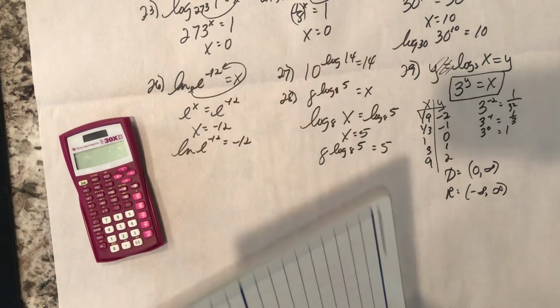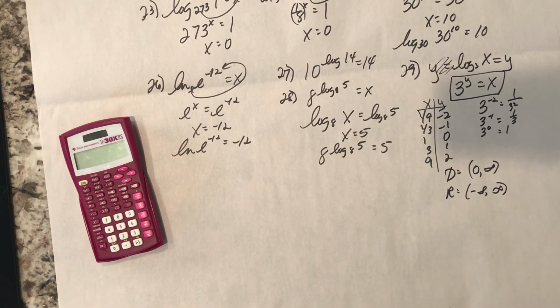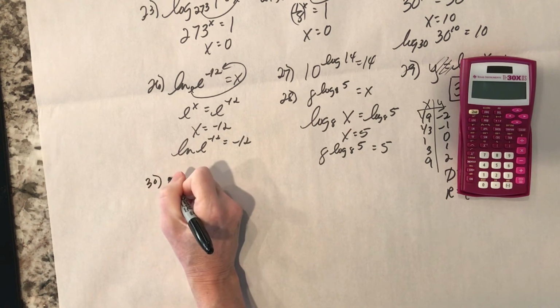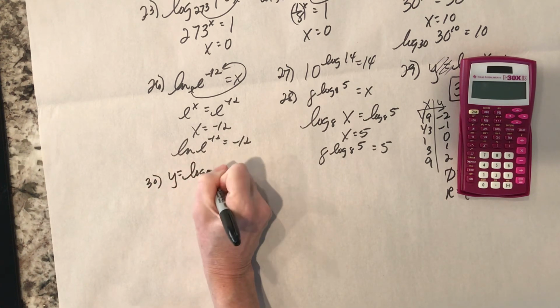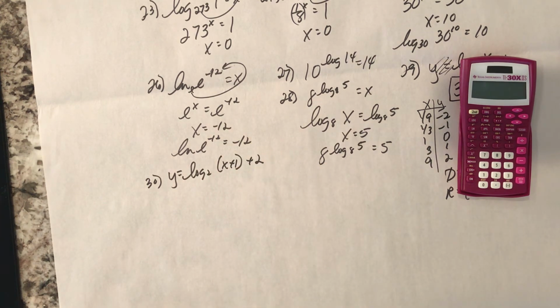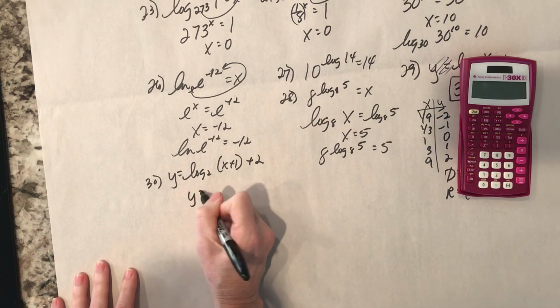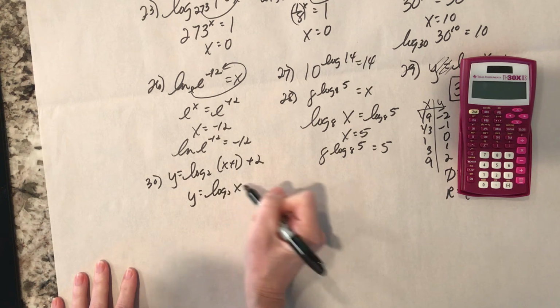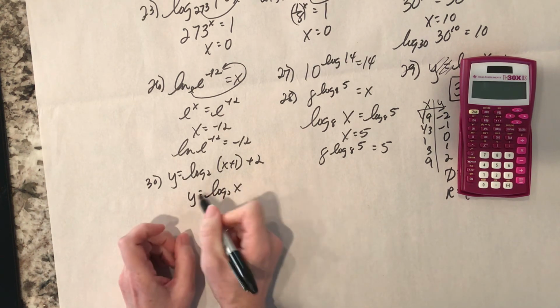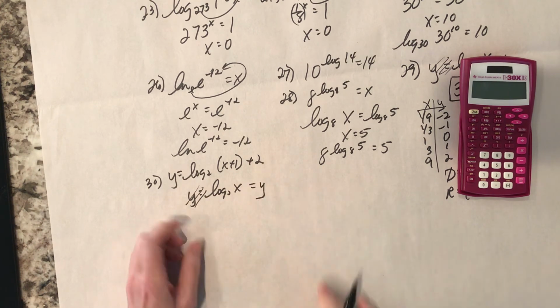Okay, let's look at number 30. Number 30, graph y equals log base 2 of x plus 1 plus 2. He says, hint, start by graphing y equals log base 2 of x. So y equals log base 2 of x. When I have a log problem, I want the equals on this side, so I'm going to get rid of it there, move it over to there.